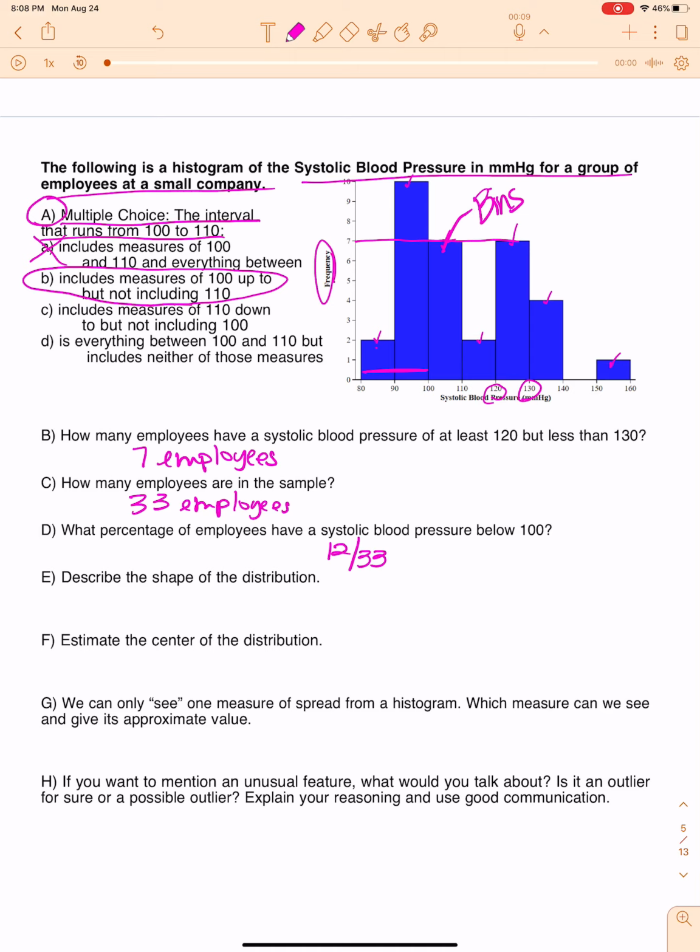Part E, describe the shape of the distribution. Okay, so in order to do this, I'm going to erase the stuff I've written here so we can see this better. When you're talking about the shape, as you can see, there's a big gap right here, and there's a gap right here. So how do we describe the overall shape of the distribution? Well, if I was just going to look overall, I'd say it's probably slightly skewed right, but it's not really that simple. So I'm going to write something like this.